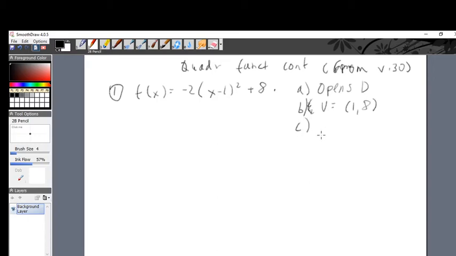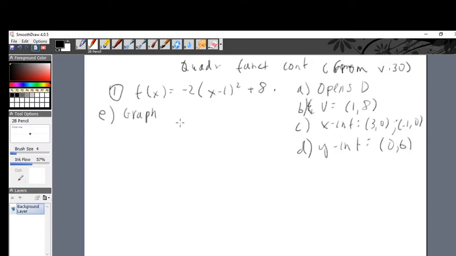C, we figured out that the x-intercepts are 3 comma 0 and -1 comma 0. And D, we figured out that the y-intercept is 0, 6. Now what do we have to do in E? We're supposed to graph or sketch. Here's the answer to E.